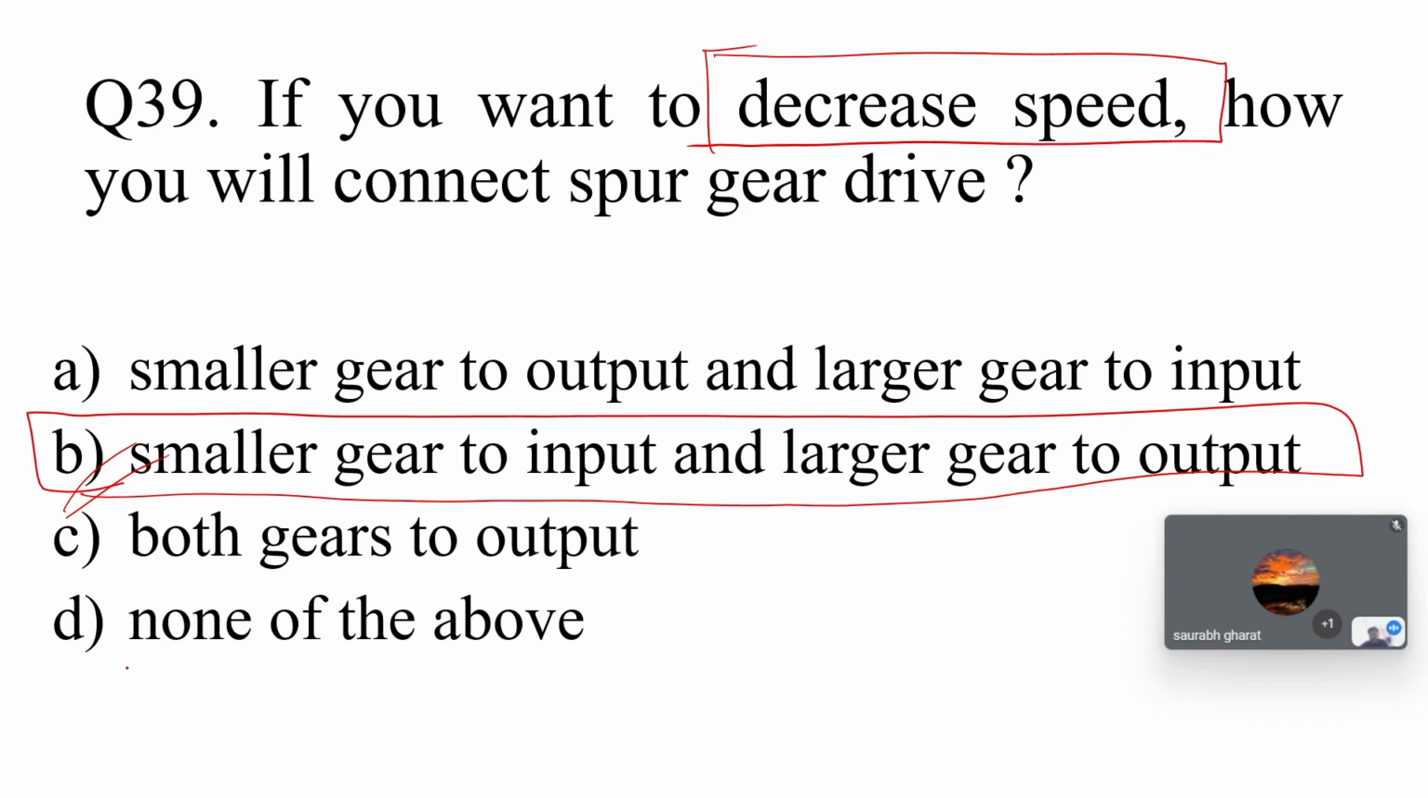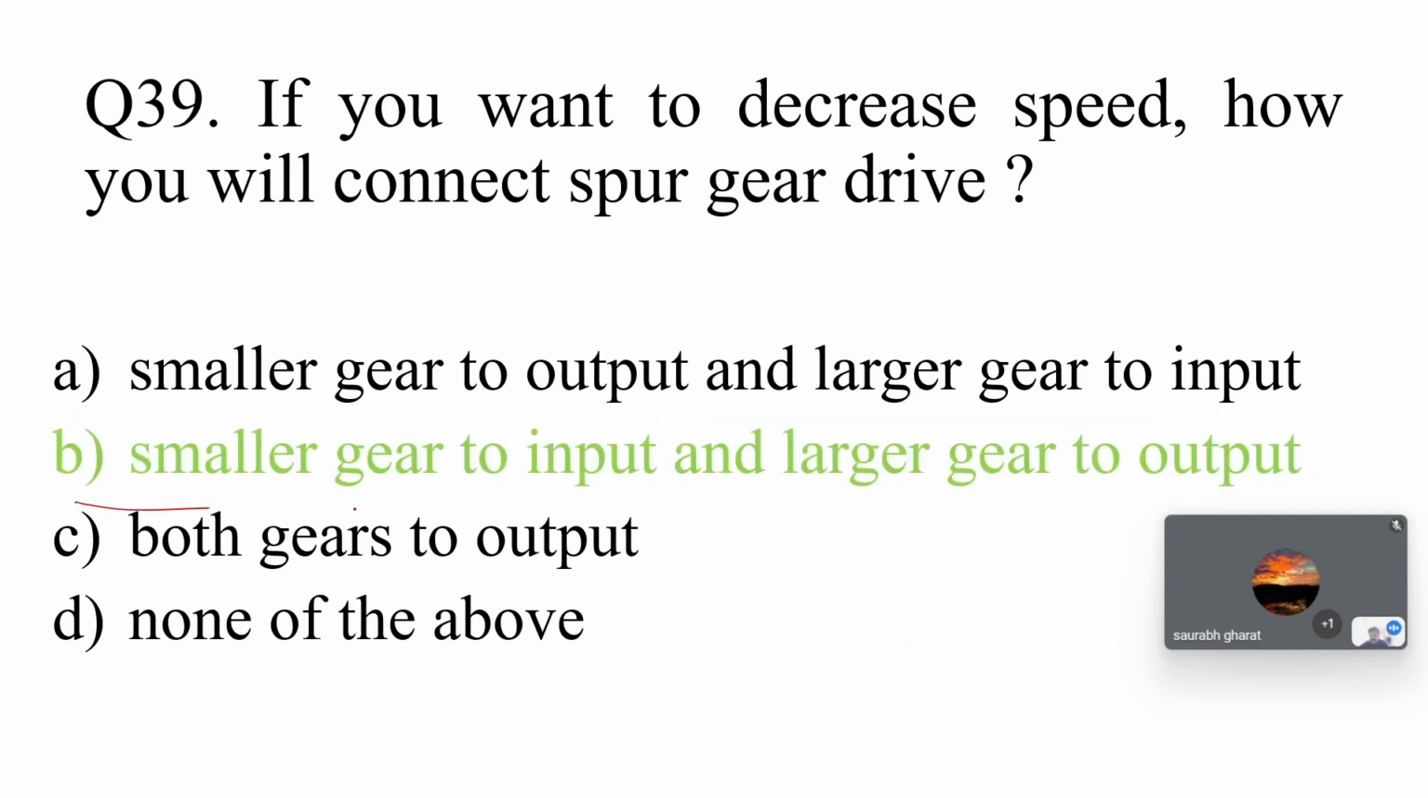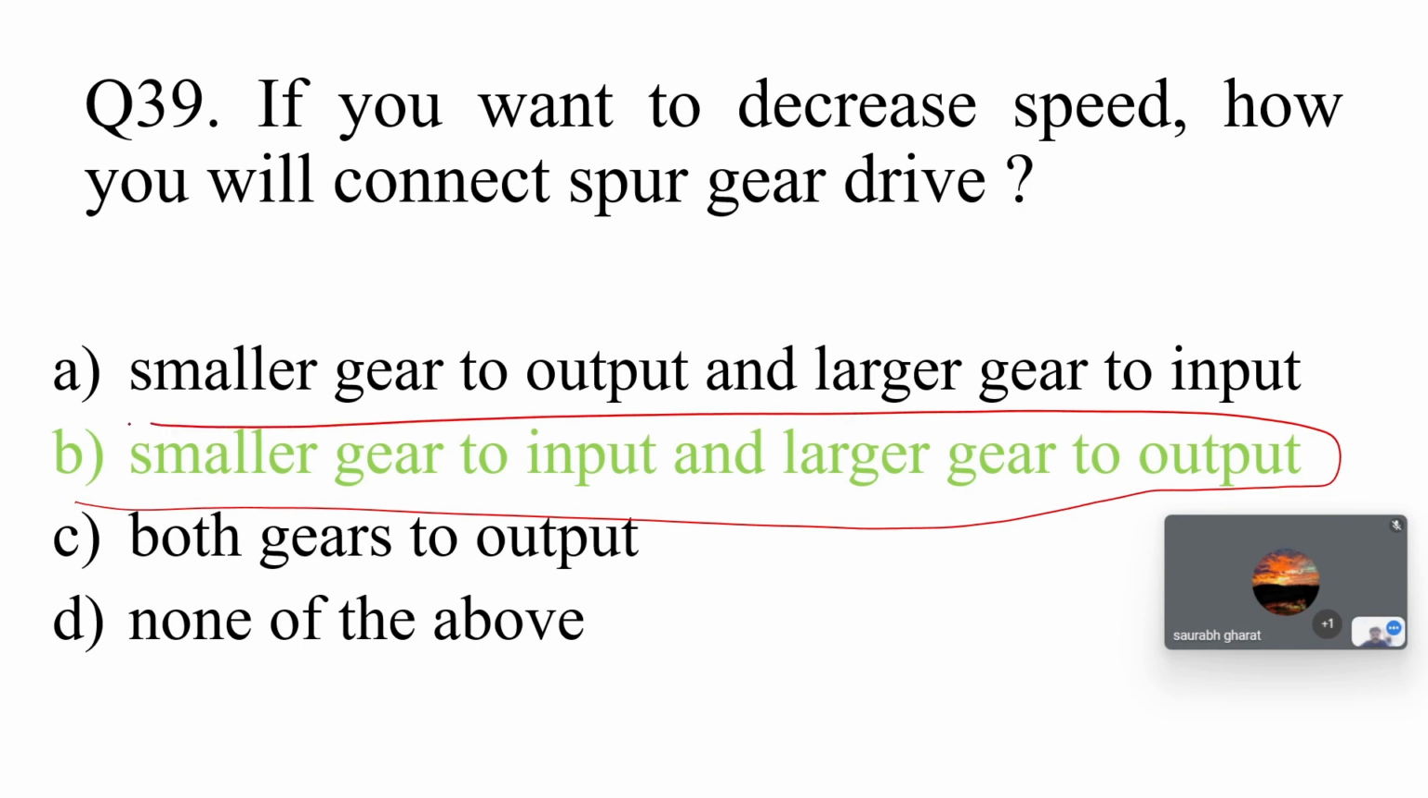So this is the correct answer, because the larger gear is bigger and the smaller gear is small, so the speed will be decreased anyhow. Because the gears are in contact, they are always in contact. If this is your output and this is your input, from this diagram also you can see that the speed must be reduced. This is our focus, to decrease the speed. Smaller gear at input and larger gear at output.